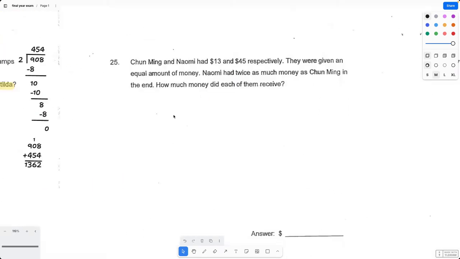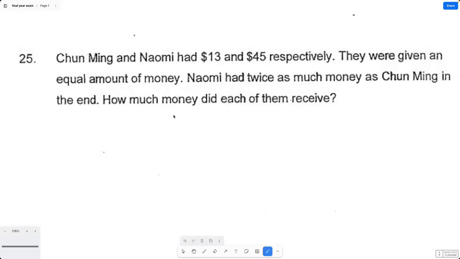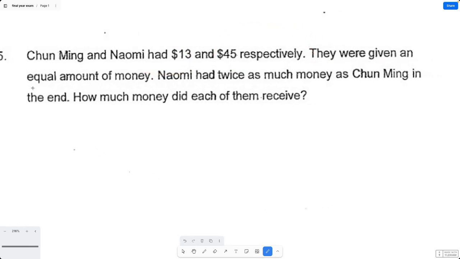Question number 25. Chungming and Naomi had $13 and $45 respectively. They were given an equal amount of money. Naomi had twice as much money as Chongming. How much did each of them receive?